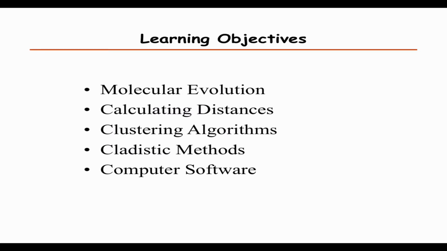All right. So the main points that I plan to cover today: talk a little bit about molecular evolution, just an overview of the biology that underlies and motivates us to study phylogenetics. Then we're going to talk about calculating distances, which is really a rehash of what we talked about in making multiple alignments. And you'll see a lot of parallelism between the whole process of multiple alignments and the whole process of building phylogenetic trees. We'll talk a little about clustering algorithms, a little about cladistic methods.